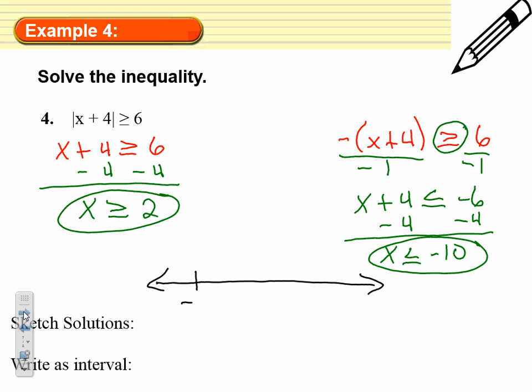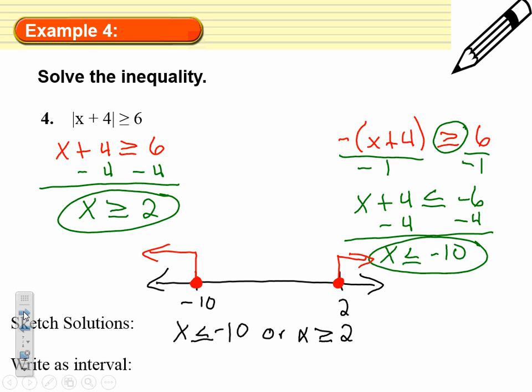And I'm going from negative 10 all the way to 2. So this time I'm going to have a closed circle because it's less than or equal to negative 10. So I'm going to be going to the left. Then I'm going to have a closed circle at 2. And I'm going to go to the right. So when I write this, it's going to be x is less than or equal to negative 10, or x is greater than or equal to 2.